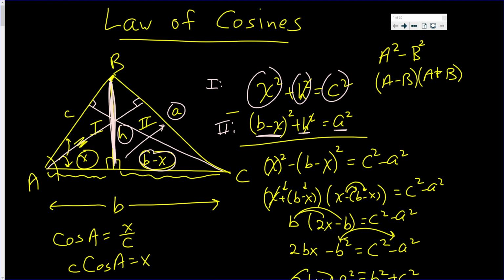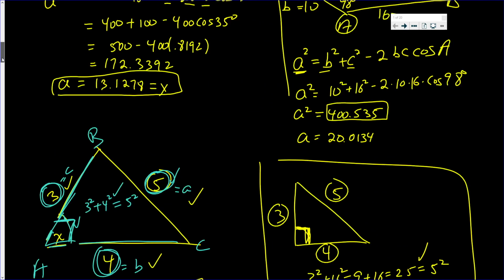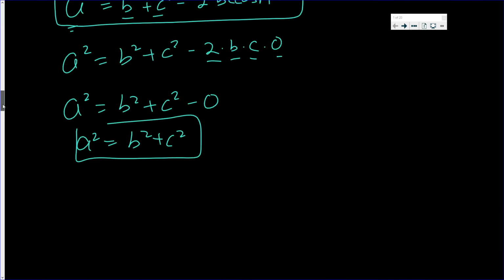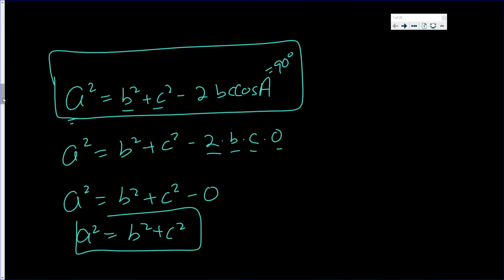Also, whether we got it from the Pythagorean theorem or not, you can't have two laws that contradict one another. In other words, if A is a 90-degree angle, you couldn't get that a squared equals b squared plus c squared plus 2bc. That would contradict the Pythagorean theorem.